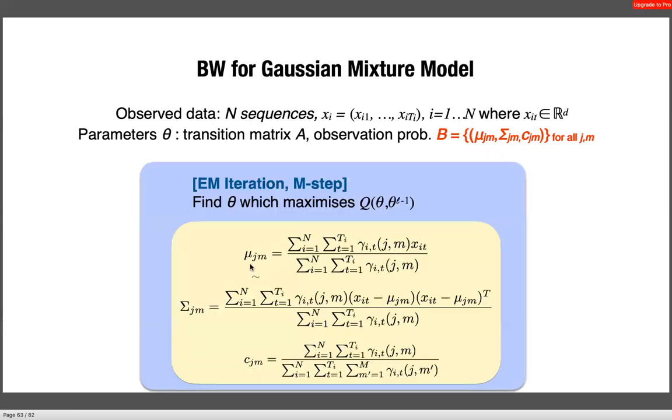So now here mu_jm and sigma_jm are similar to what we saw in the case of multivariate Gaussians, except now these occupancy probabilities, gamma, are also functions of m, the mixture component. And c_jm, you just compute the state occupancy probabilities, sum over all t, and divide by the summation over all mixture components, which is denoted here by m prime in the denominator.